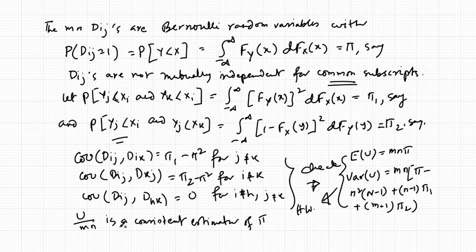We know if expectation of T tends to theta and variance of T tends to 0 as n tends to infinity, then T is a consistent estimator of theta. Use this result, you check this, U by mn is a consistent estimator of pi. This is your another homework.